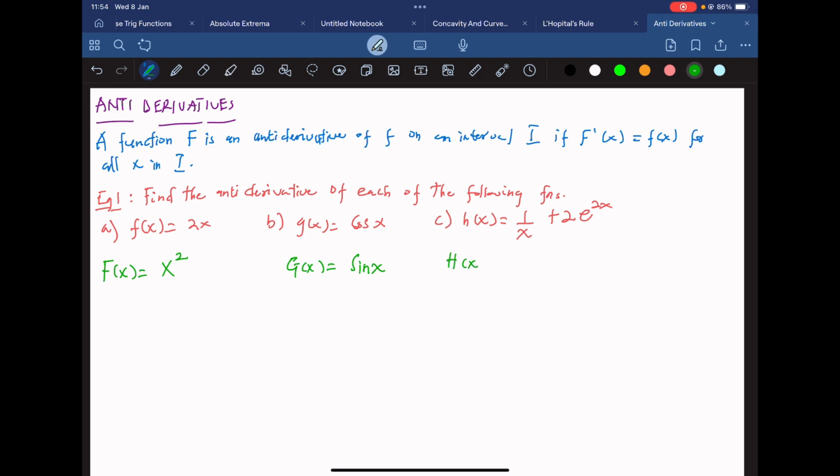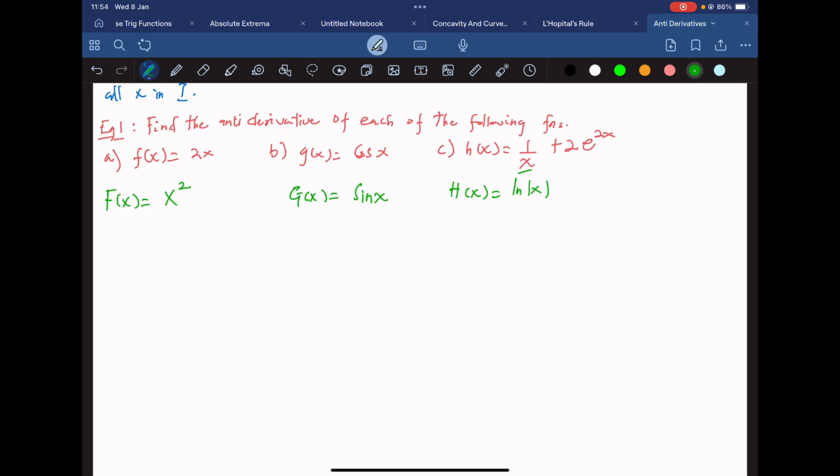For h of x, which function do we have to differentiate to get the first term right here? Remember, if you have ln of the absolute value of x, if we differentiate, you have 1 over x, then plus, for the second term, if you have e to the exponent of 2x, if we differentiate this, you end up getting this. So that's the antiderivative of the function.